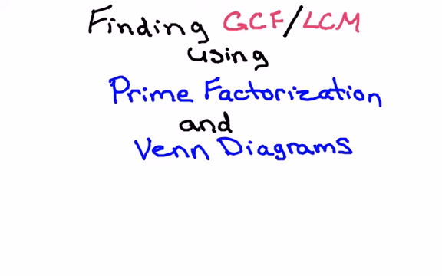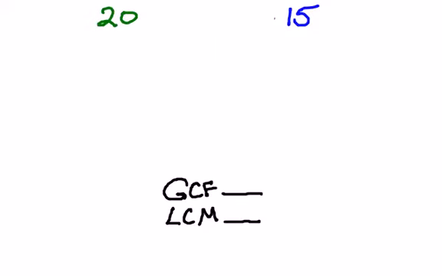Today we're going to find greatest common factors and least common multiples using prime factorization and Venn diagrams. Before we do that though, let's look at the way that we have been using to find greatest common factor and least common multiples. Okay, to start off, let's do it the way that we are all familiar with, finding greatest common factor between 20 and 15 and then least common multiple.